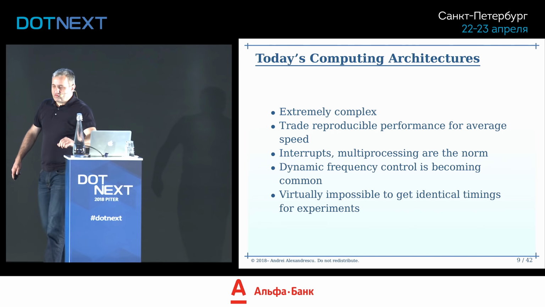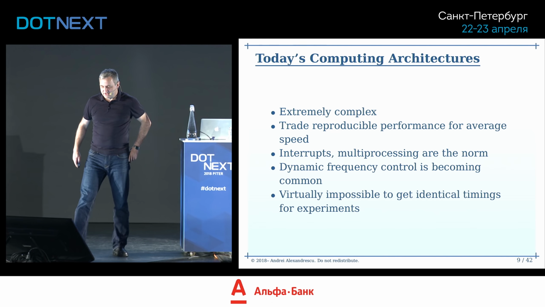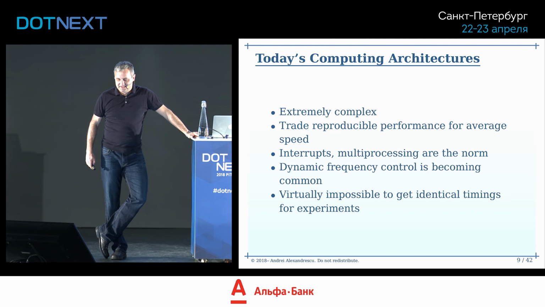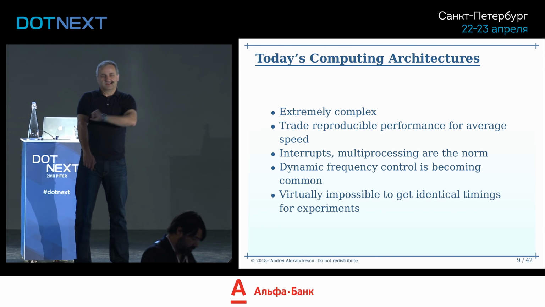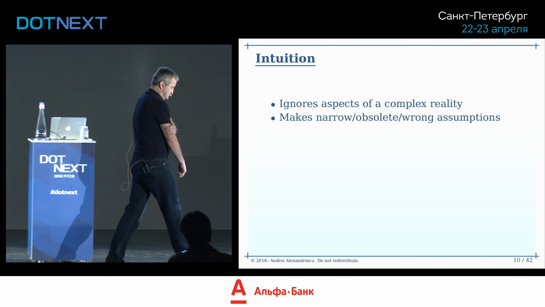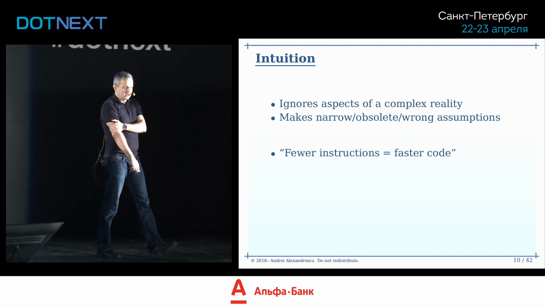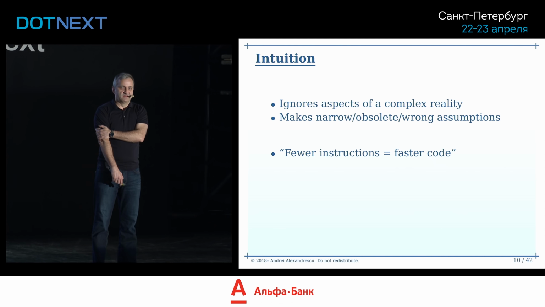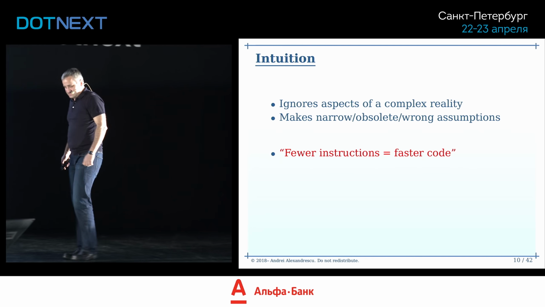So, of course, I don't think I need to insist very much that today's computing architectures are just completely intricate and difficult to model even by other computers. So it's virtually impossible to get identical timings for measurements. Whenever you measure, you're always going to get a jitter. So that's why you shouldn't use intuition. For example, a nice intuition would be that fewer instructions mean faster code. Is it correct? Yeah, the right answer is depends, right? It depends, so it's not always the case.